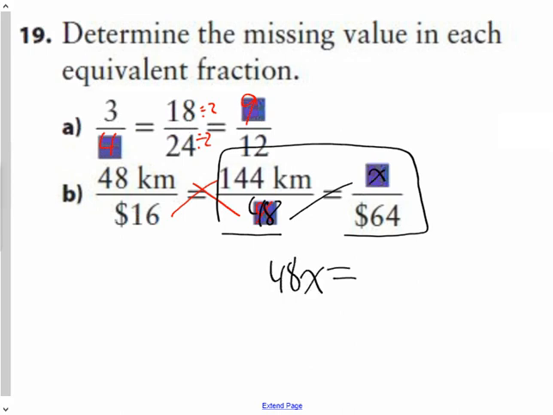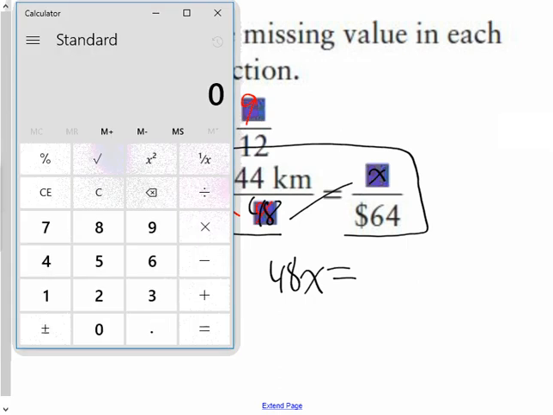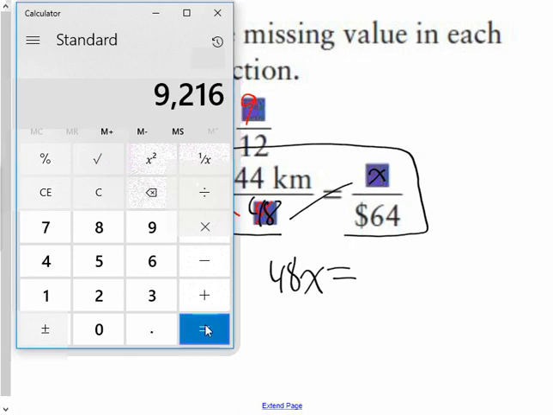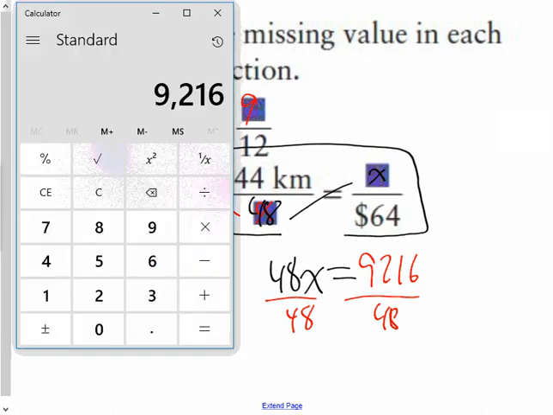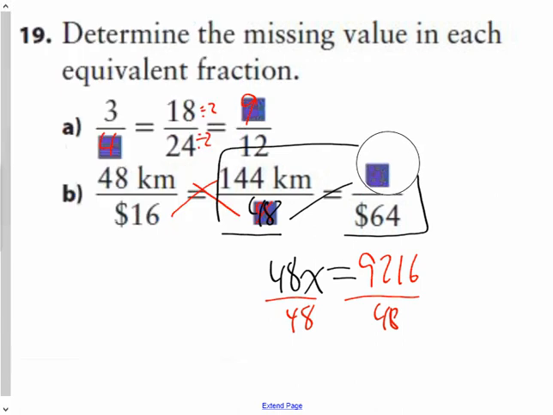48x will equal 144 multiplied by 64. Now what am I going to do once I put 9216 down here? I'm going to divide both sides by 48 to figure out the answer. So right away I'm just going to take that answer, divide it by 48, and that missing value up top is 192.